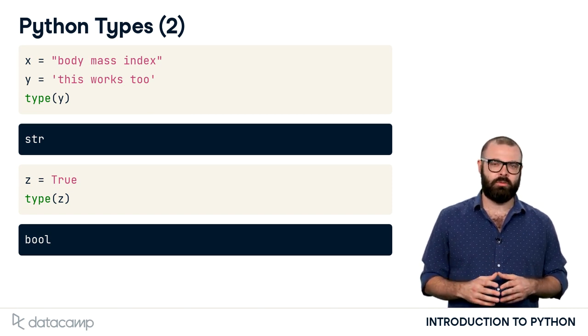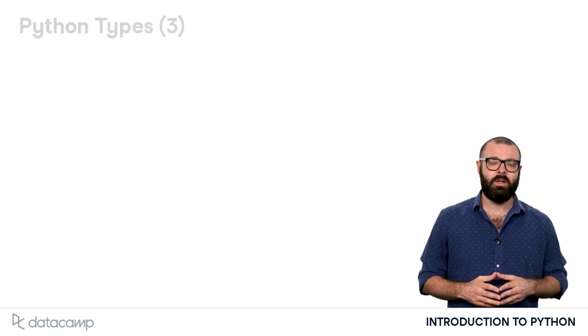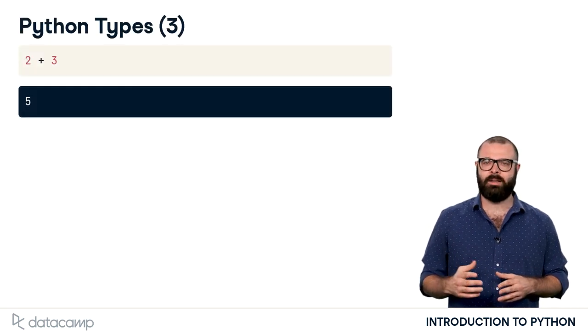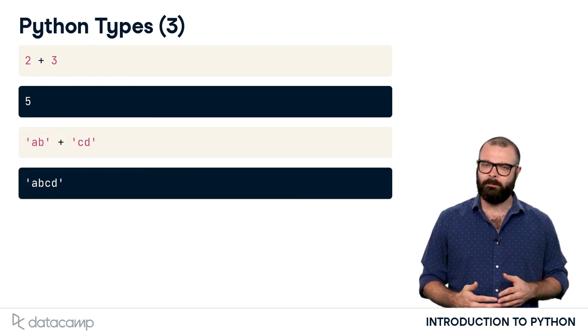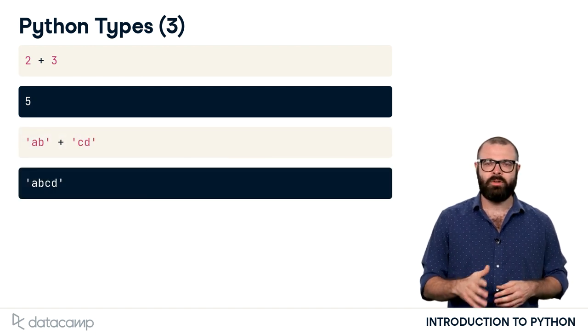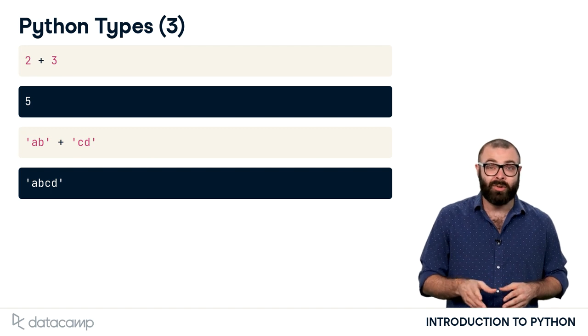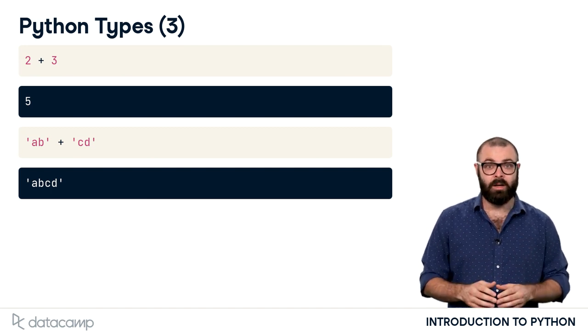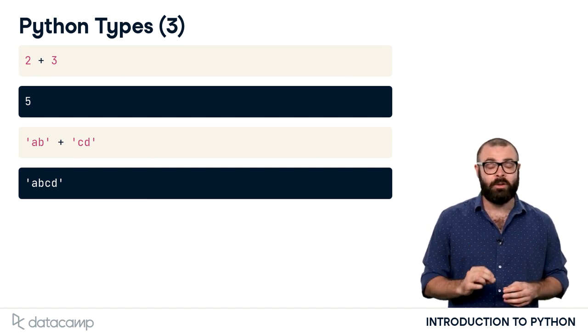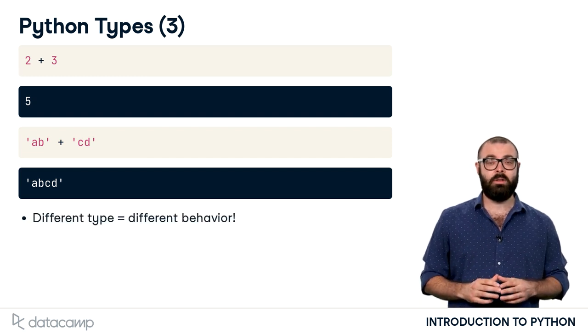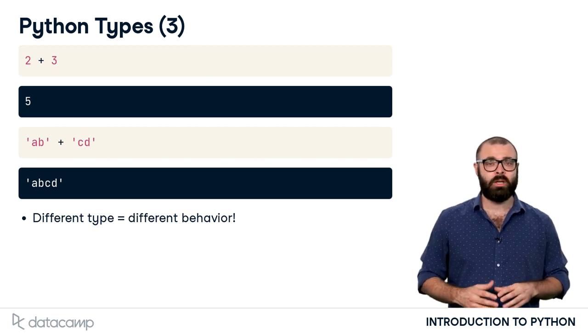There's something special about Python data types. Have a look at this line of code that sums two integers, and then this line of code that sums two strings. For the integers, the values were summed, while the strings were pasted together. The plus operator behaved differently for different data types. This is a general principle. How the code behaves depends on the types you're working with.